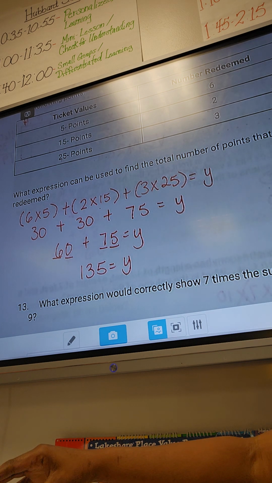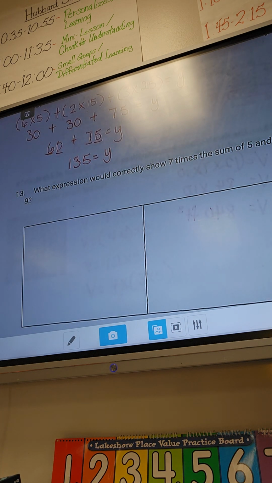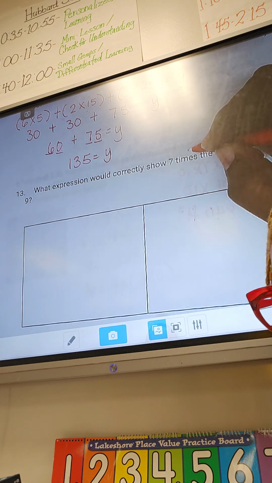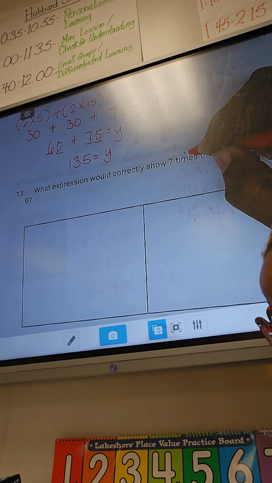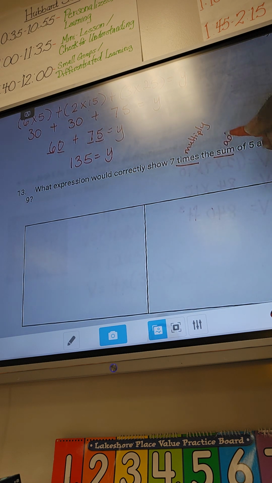Okay. Number 13, what expression would correctly show 7 times the sum of 5 and 9? 7 times. Times means to do what? Multiply. So I know I'm multiplying. And the sum means what? Add. The sum means what, ladies? Add.